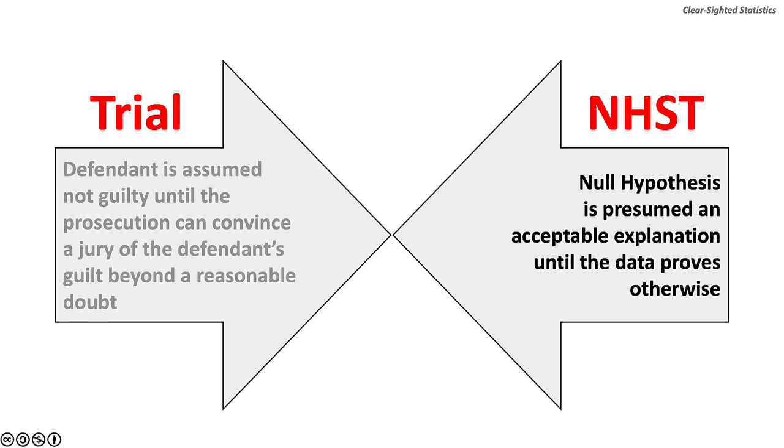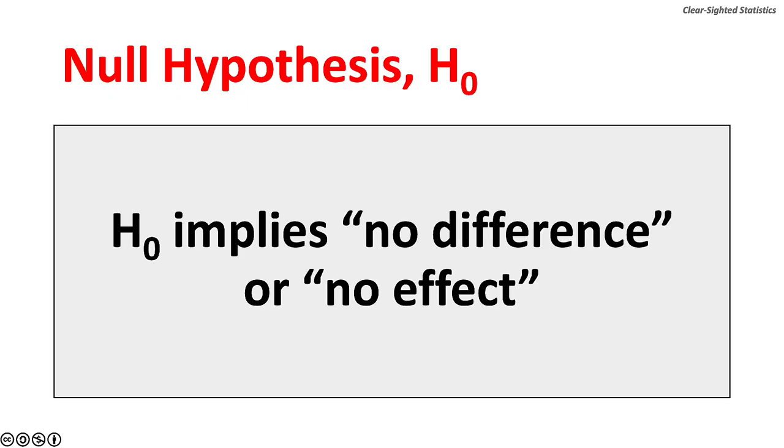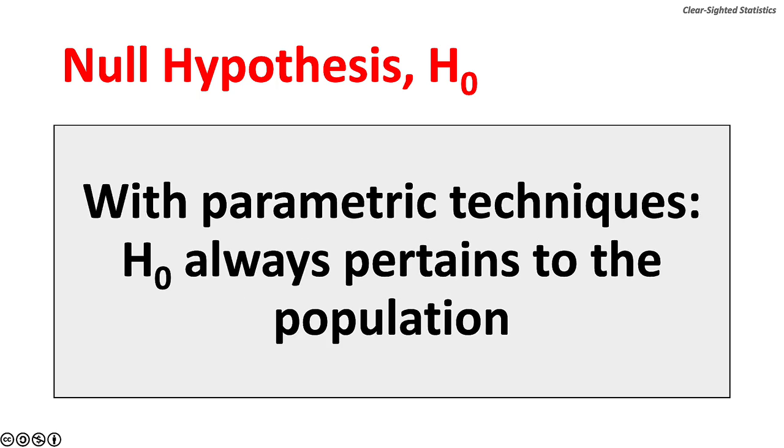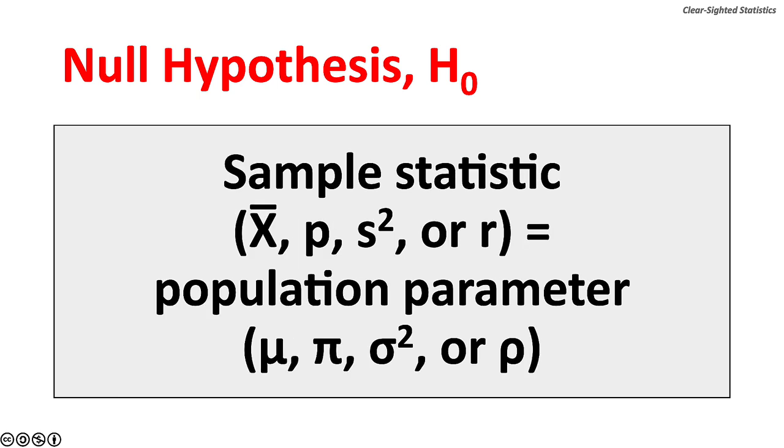With a hypothesis test, the null hypothesis is presumed an acceptable explanation until the data proves otherwise. The null hypothesis implies no difference or no effect. With parametric techniques, the null hypothesis always pertains to the population. Parametric techniques assume the data are normally distributed. Basically, the null hypothesis states that the sample statistic equals the population parameter. The null hypothesis contains an equal sign, less than or equal sign, or greater than or equal sign.